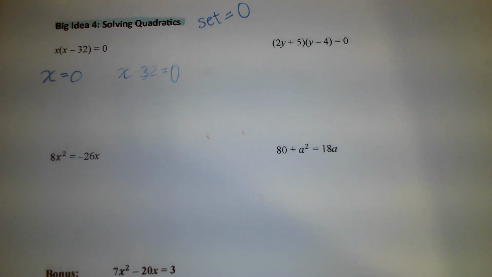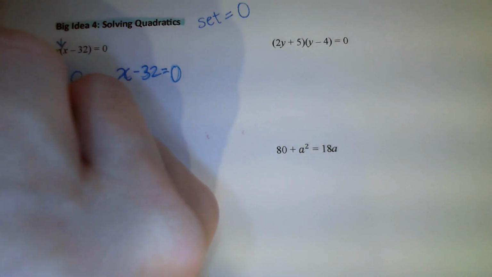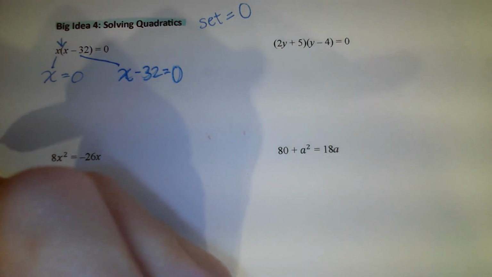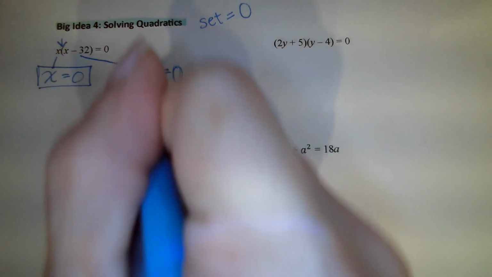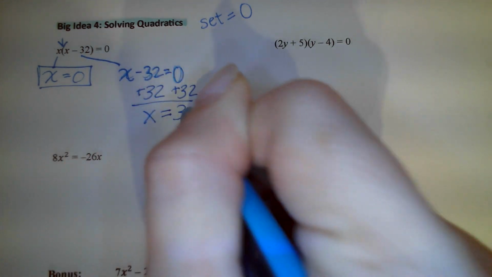x equals 0 and x minus 32 equals 0. Because this is multiplication and it equals 0, and I know it's multiplication because we have x times x minus 32, I can split those factors up. Here's one factor, here's the other. And I know because it equals 0, one of them has to equal 0. Now I can't be sure which one, so I'm going to just keep x equals 0. And on this one, I'm going to get x alone, and x equals 32.